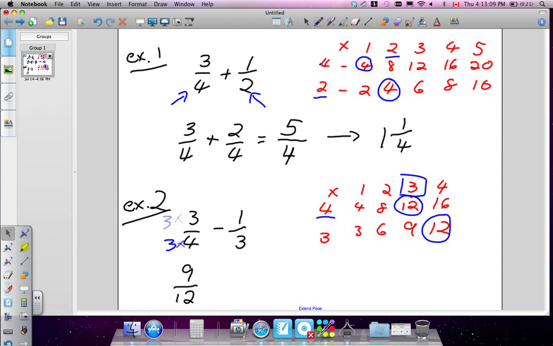Subtracted by. And with our other one, our denominator was 3, and we have to multiply by 4 to get 12. So that means I have to multiply the fraction again, top and bottom by 4. So what's our new fraction going to be? 4 over 12. That's right. So we get 4 over 12.